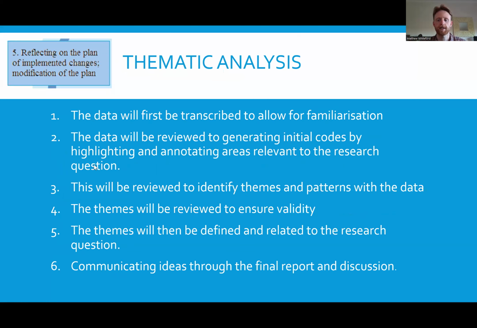The final stage of the action research cycle is reflecting on the implementation of the plan. This involves analyzing the findings from the data collected and examining the impact of the pedagogical strategies employed, in this case, the use of inclusive checks for understanding. To analyze the transcript of students' conferencing, I conducted a thematic analysis following Braun and Clarke's six-step process to develop themes of students' perceptions and attitudes towards mini whiteboards and hand signals, as can be seen on the slide.